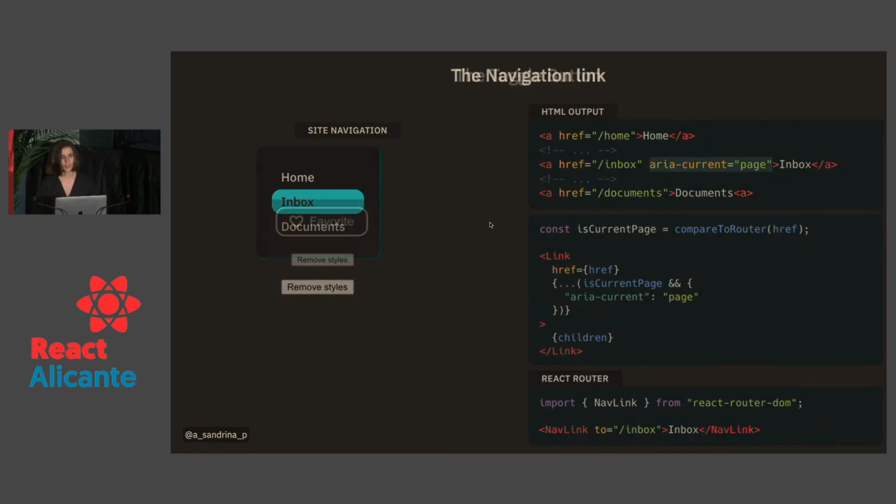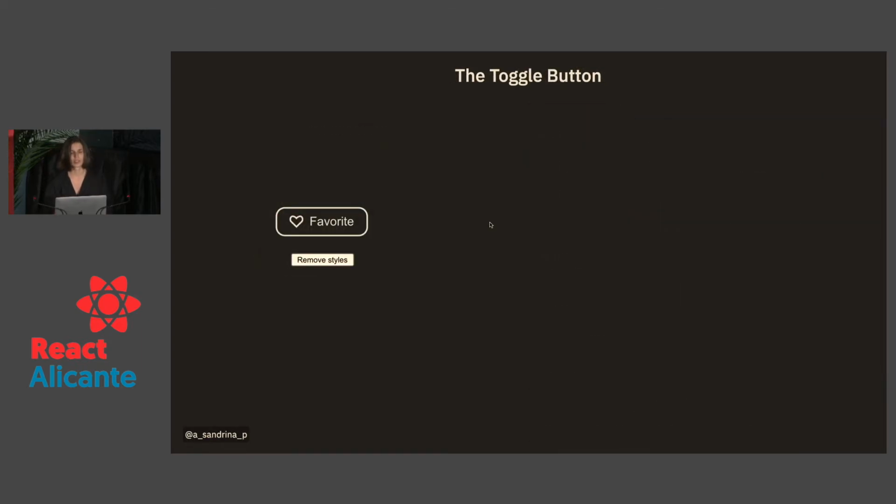Now, another example, a toggle button. Click, it's active. We can again understand what's the state. What if we remove the styles? We are lost again. So we need something else again. In this case, we have a button and we need a state for it to say if it's pressed or not. In this case, aria-pressed true or false.